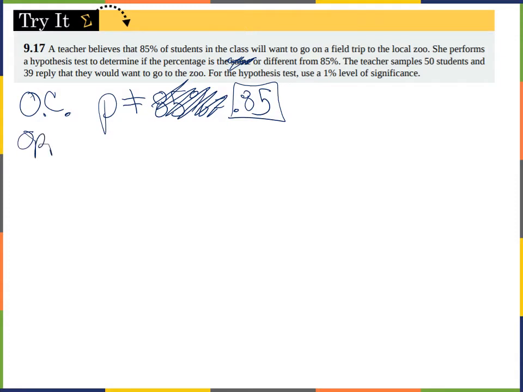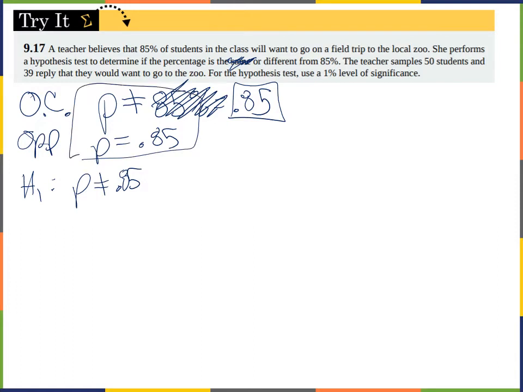The opposite would then be p equals 0.85. H sub 1 would be that p does not equal 0.85. Remember, you find that by doing what? You look at these two statements here. Which one does not have the equality in it? Which one has the less than, greater than, or not equal to? That's the first one. And H sub 0 is always that p equals 0.85. From there, this automatically tells us we have a two-tailed test.